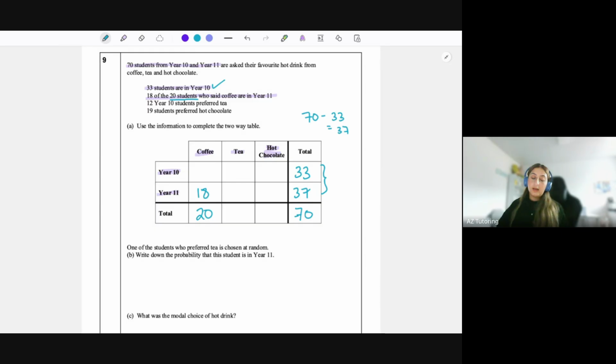So 18 students said coffee out of the 20 students who said coffee altogether. So we know these two fields need to add up to this one. So 18 plus 2 is 20. So I can work that out.